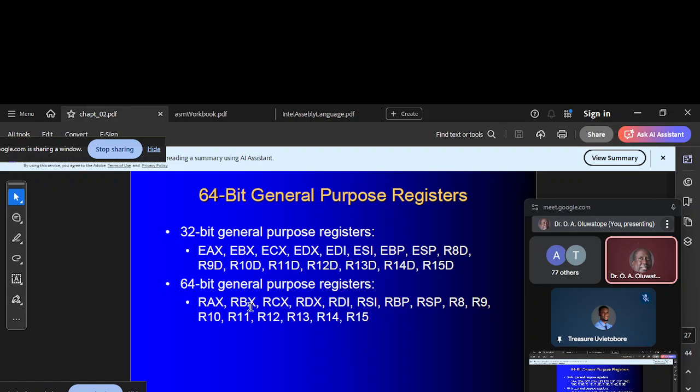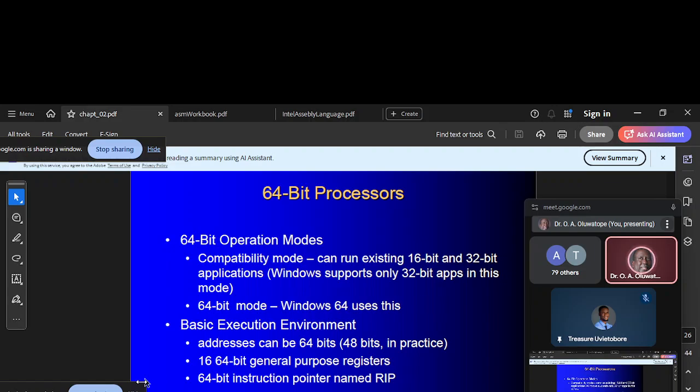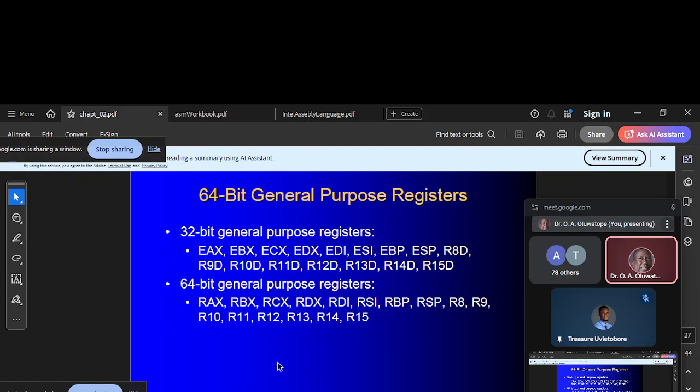Whereas the 64-bit register, for the A register, will be RAX. The B register will be RBX. The C register will be RCX. But when it gets here, this is R8. Remember, in 64-bit, there are 16 64-bit general purpose registers as against 8 general purpose registers in 32.